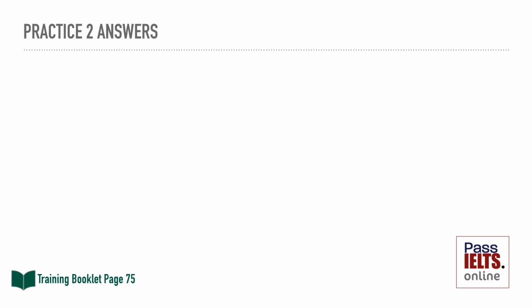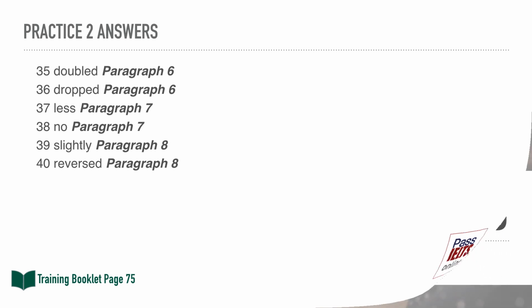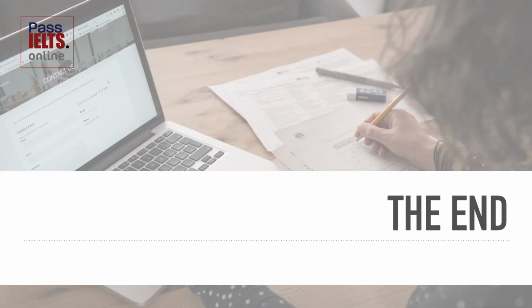Now you have time to look at the answers and where they are in the passage, which you can read in the back of your training booklet as well as on this slide. If you need more time, just press pause. Don't forget that these are all the possible answers, and answers in brackets are optional. That is the end of lesson 6, and after the quiz you can go on to the next lesson.